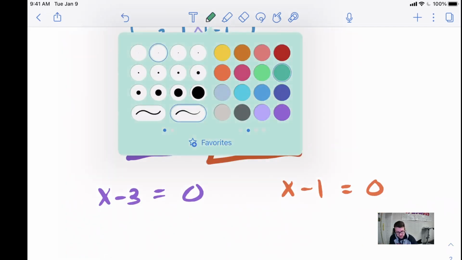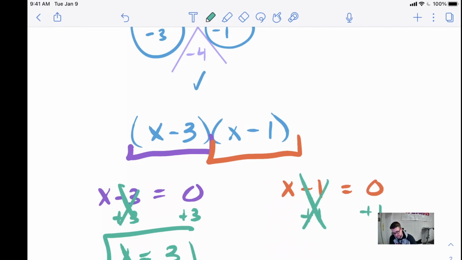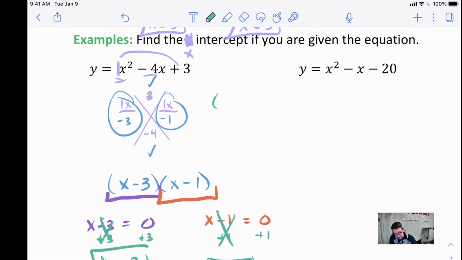So come on over. We're going to add 3 to both sides. So that's one of my answers. Add 1 to both sides. That's my other answer. Now remember, when I write x-intercepts, I always write them as points. So we're going to make my 2 points. And 0 always goes in the second slot here. So we're going to have a 0 there and a 0 there.